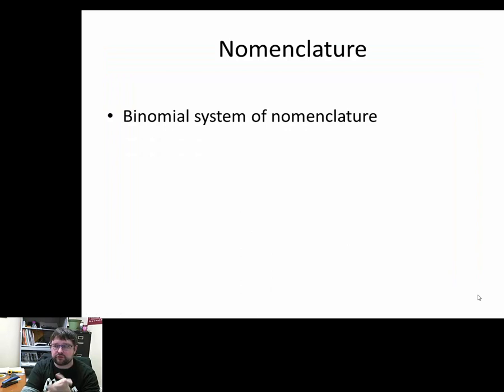All right. Nomenclature, we talked about this already. The binomial system, the two naming system, genera, species. Genus is capitalized, species is lowercase. If you're handwriting it, it needs to be underlined. If you type it out, it needs to be in italics.